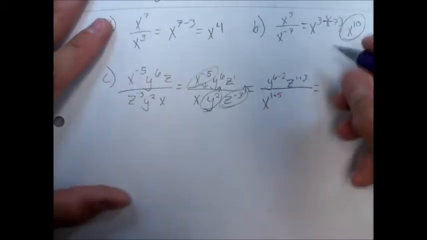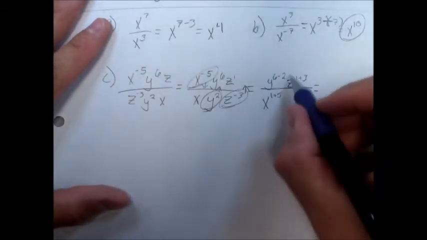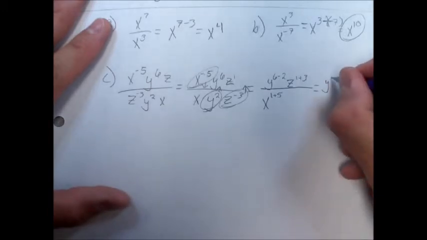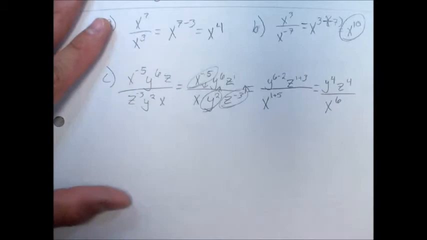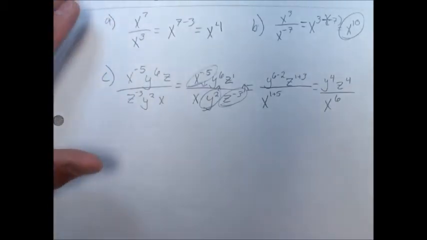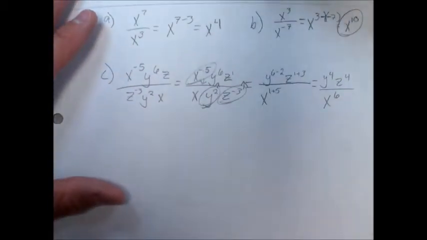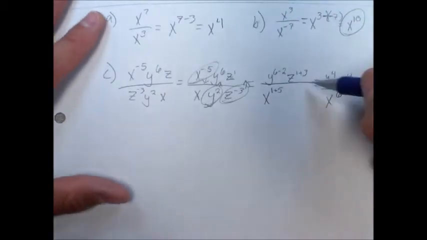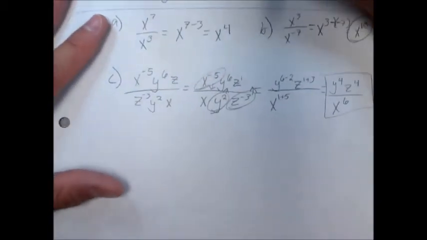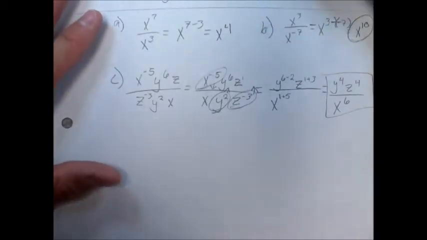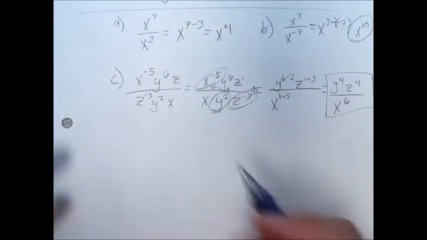So now all I'm doing is just combining the exponent parts. So I get y to the 4, z to the 4 over x to the 6, right? And that's it. I'm done. I say that's it, I'm done, like it's really easy, but do you feel like you could redo that again on your own? Okay. All right, these work the same way.